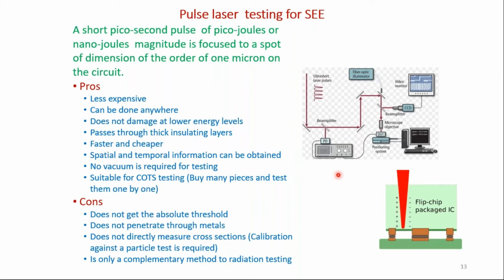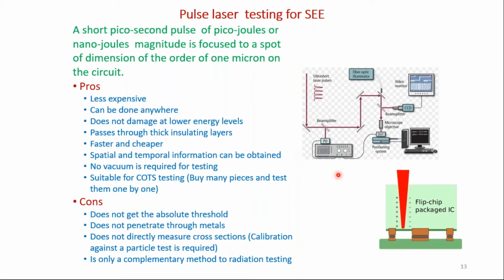And it's also very good for commercial off-the-shelf testing. You can buy many commercial off-the-shelf parts and then test them with the laser, and disqualify some parts that are faulty before you take them to the accelerator. So this way you don't have to waste your time at the accelerator and spend thousands of dollars on testing parts that you already know from laser testing are not going to work.